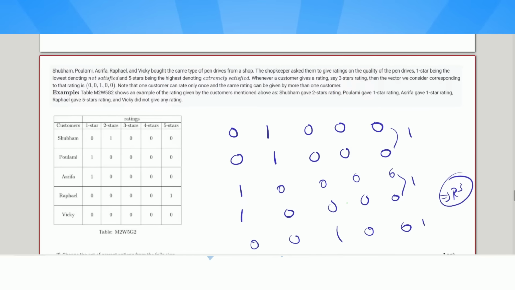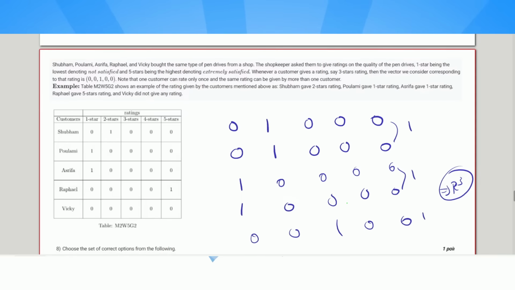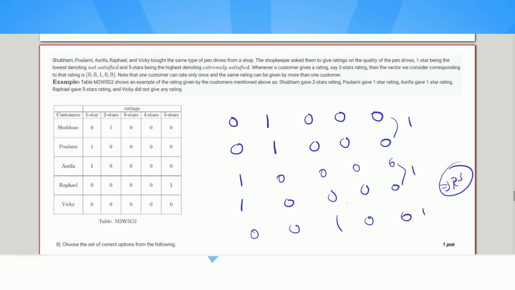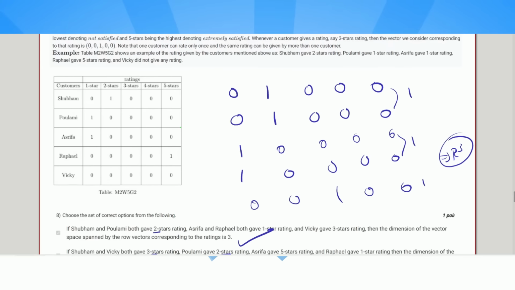Shubham, Paulmi, Asifa, Rafael, and Vicky bought the same type of pen drive from a shop. This is a rating based question, where each person is rating from 1 star to 5 star. If one person gives a 2-star rating, then it will be 0 1 0 0 0, so in 2 star it will be 1. If it is giving 5 star, then 5 star will be 1, and the others will be 0. So let's see the questions.